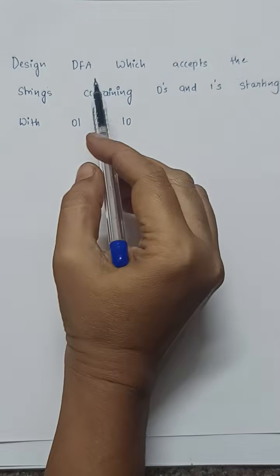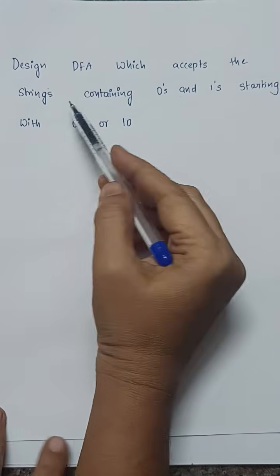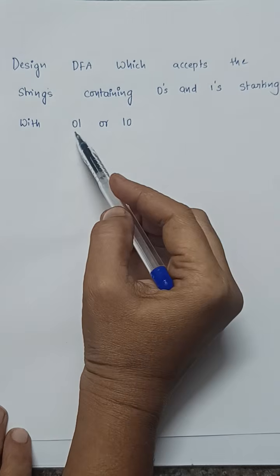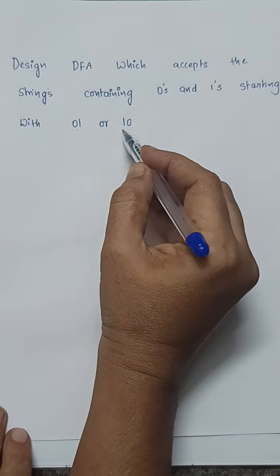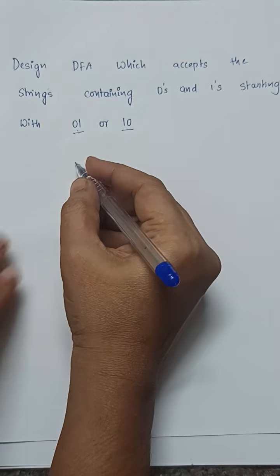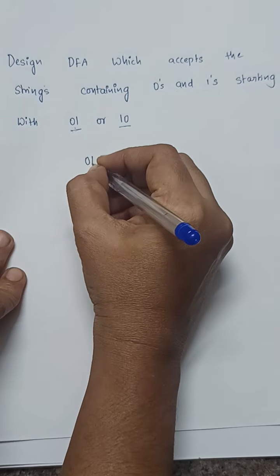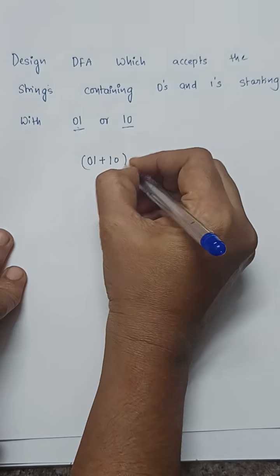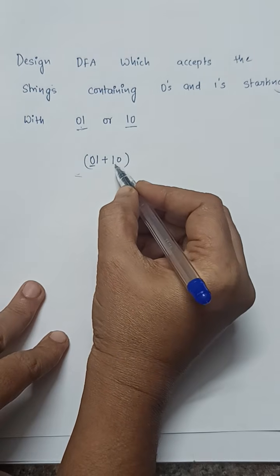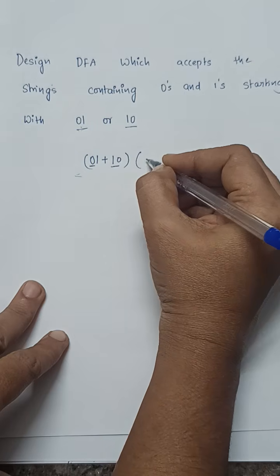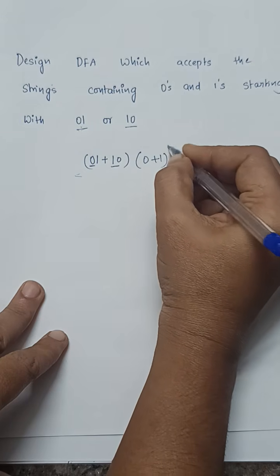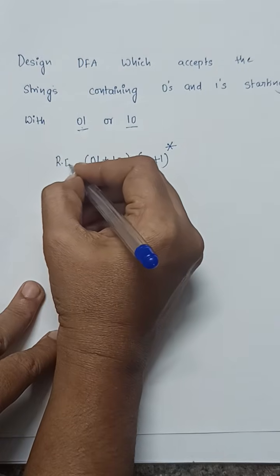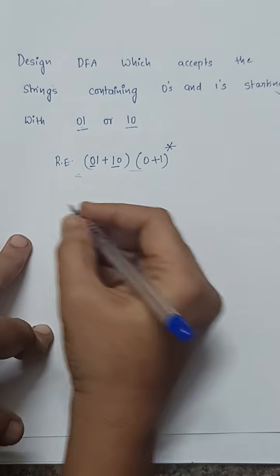So we have to design a DFA which accepts strings containing zeros and ones as the input symbols, starting with either 01 or 10. So the starting symbol can be either 01 or 10, either this or that. The starting symbol should be either 01 or 10, followed by any number of zeros or ones, the combination of zeros or ones. This is a regular expression, but we have to design the deterministic finite automata.